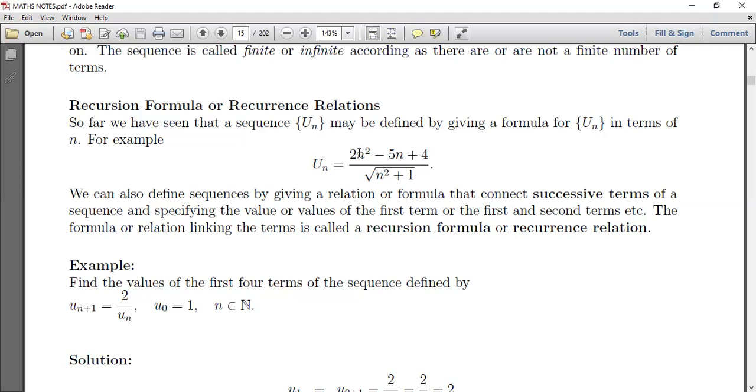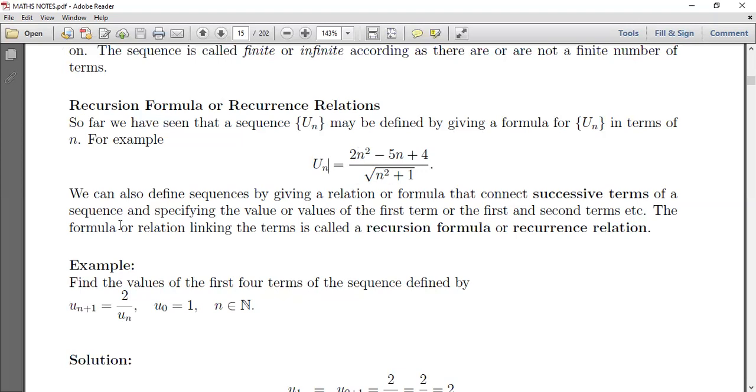If the formula only has n, it's just a sequence with a formula. But when our u(n) or u(n+1) is found using u(n-1) or u(n+1), so there is a term with u(n), remember, it's referring to another term in the sequence, then it is said to be a recurrence formula.